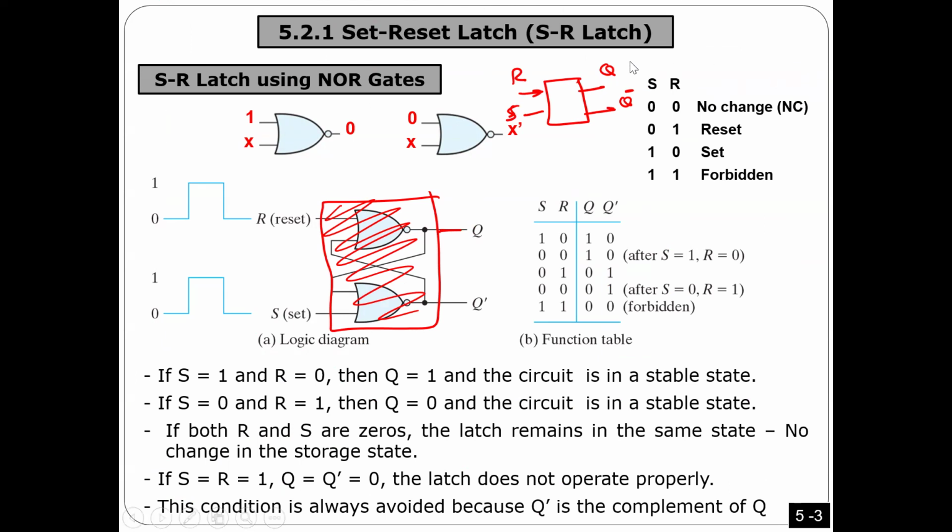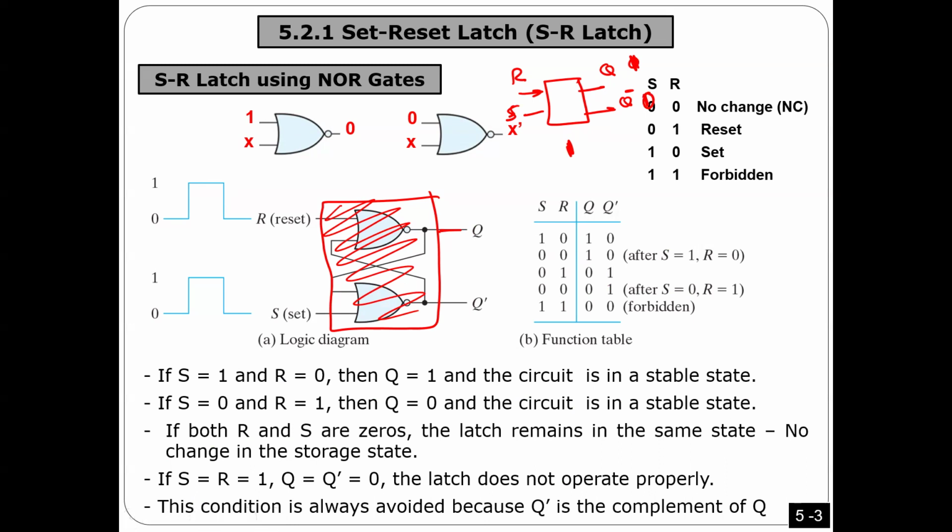So what is Q and what is Q prime? This is the stored value. The stored value is Q. I give you the stored value and the complement of the stored value as well. You understand? So if this device is storing 0, you should see 0 here and you should see 1 here. If this latch is storing 1, you have to see 1 here and you have to see 0 here. You got what I'm saying?